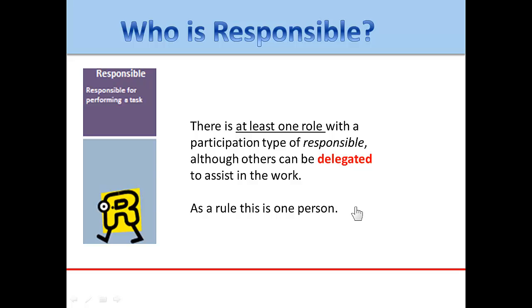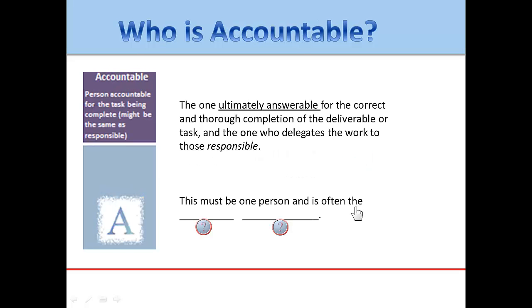through the delegation process. In the second column, who is accountable, there are two blanks to fill in here at the bottom. Accountable is the one who is ultimately answerable for the correct and thorough completion of the deliverable or the task, and the one who delegates the work to those responsible. This must be one person and is often the blank blank.